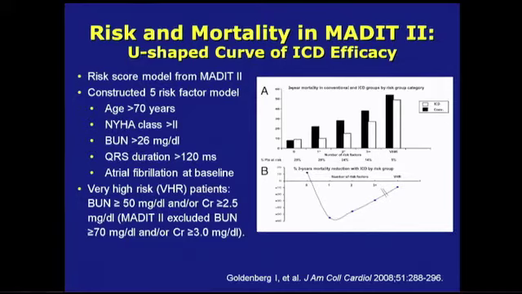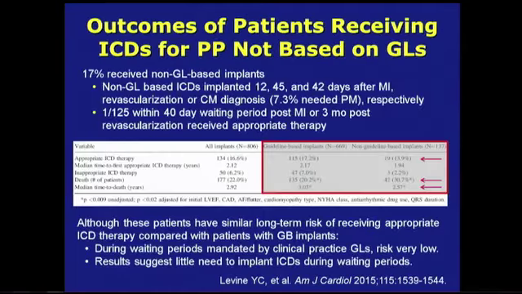And important, in the VHR group over on the right, which is very high risk, which included patients with BUNs between 50 and 70, there was no benefit whatsoever. So renal failure just by itself in these sometimes older and sick patients nullifies the benefit of ICD therapy.